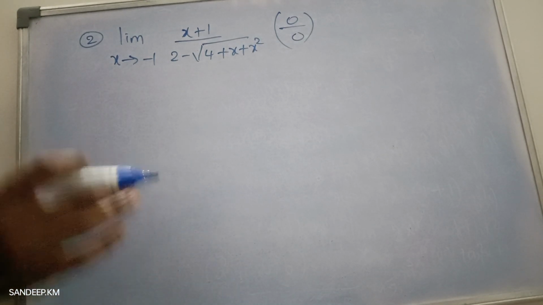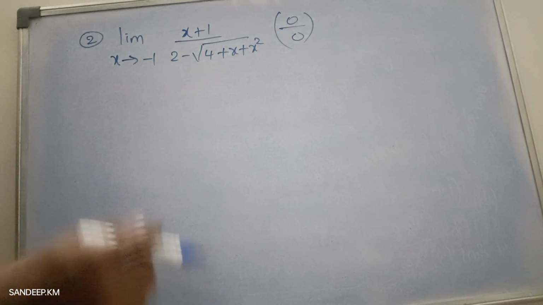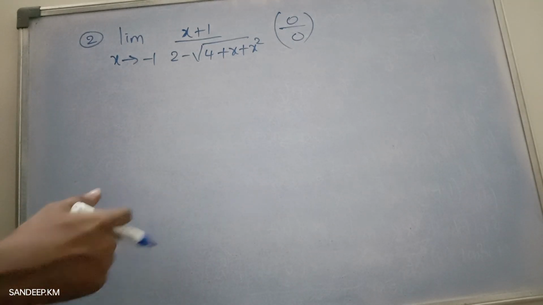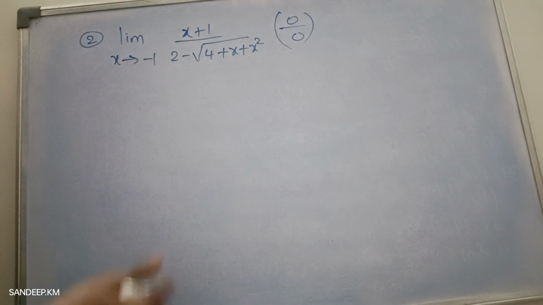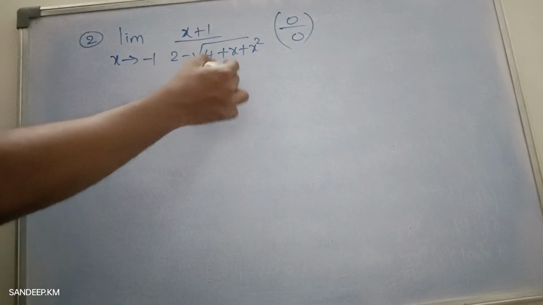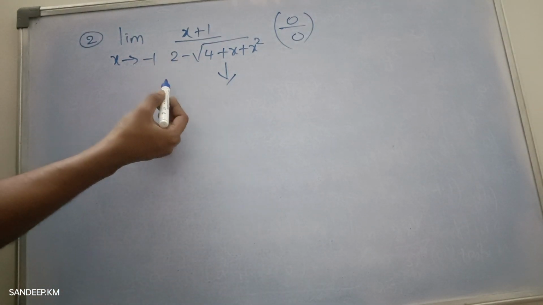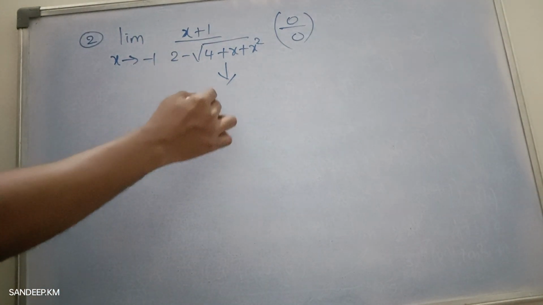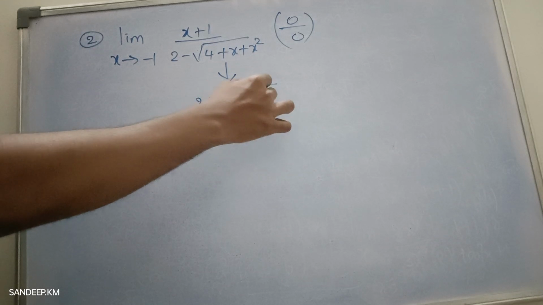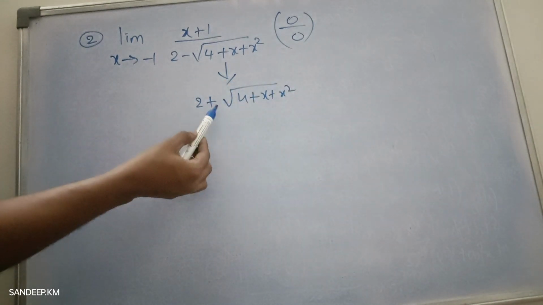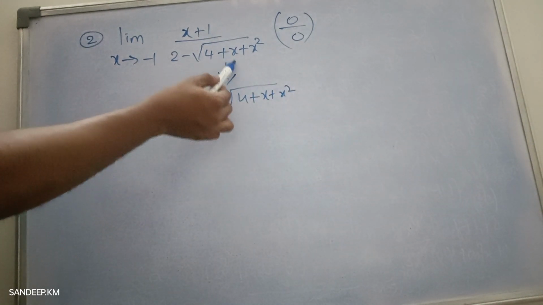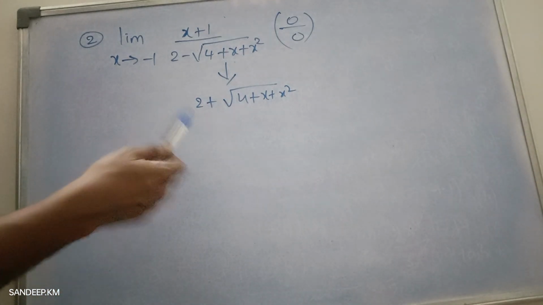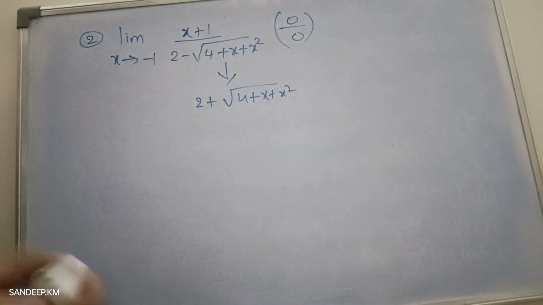So if you want a hint, just listen to this, or else you can forward for 10 seconds. The hint is that multiply the denominator and numerator with the rationalizing factor of the denominator. What is it? 2 plus root of 4 plus x square. So multiply with this rationalizing factor in the denominator and numerator, and then you can proceed. You will get the answer. Let me know what is the answer in the comment section. We'll go with the next question.